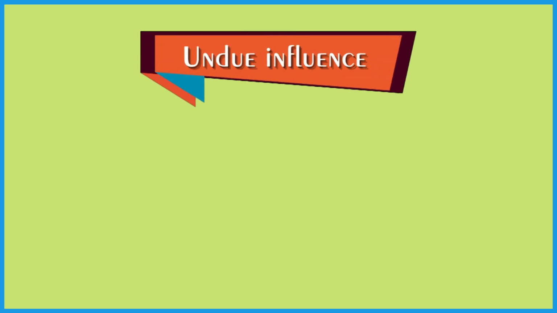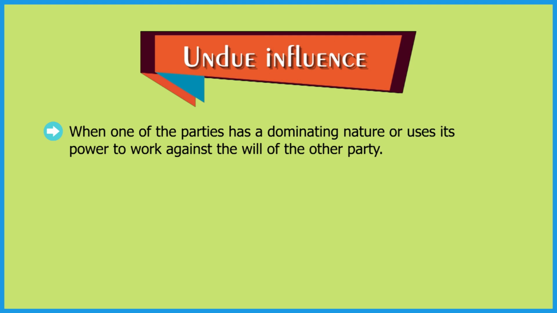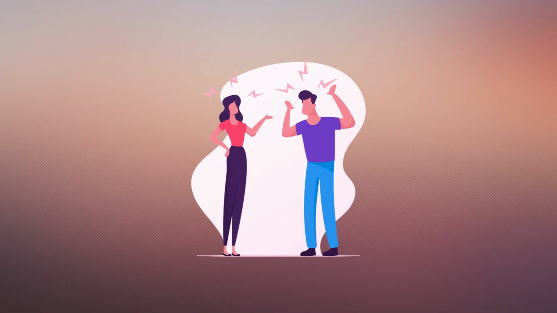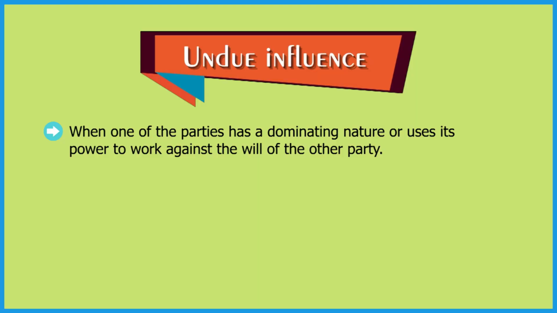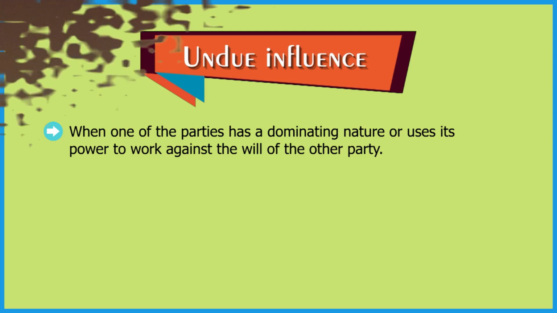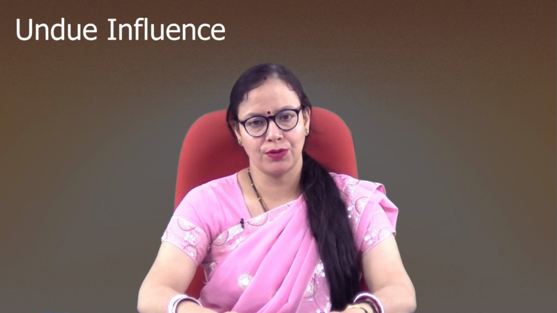Undue influence is when one of the parties has a dominating nature. They use their power, their position to work against the will of the other party. So if a boss is dominating its employees to do a particular task that the employee is not supposed to do, it is just because of undue influence.